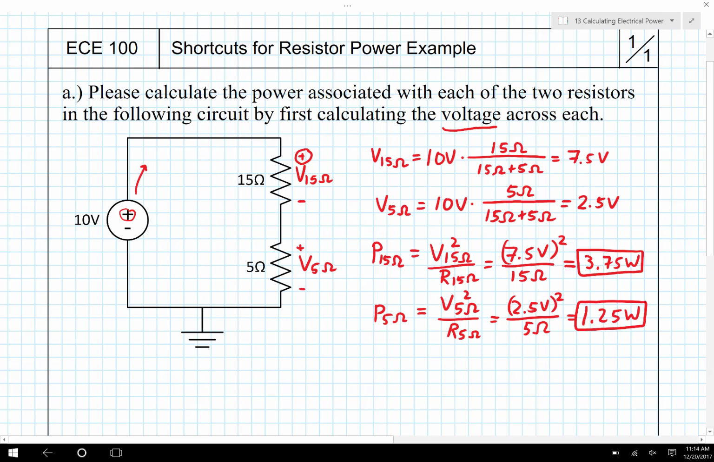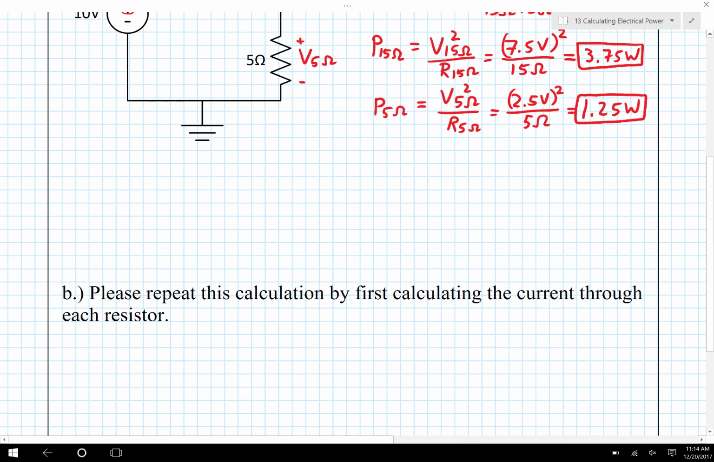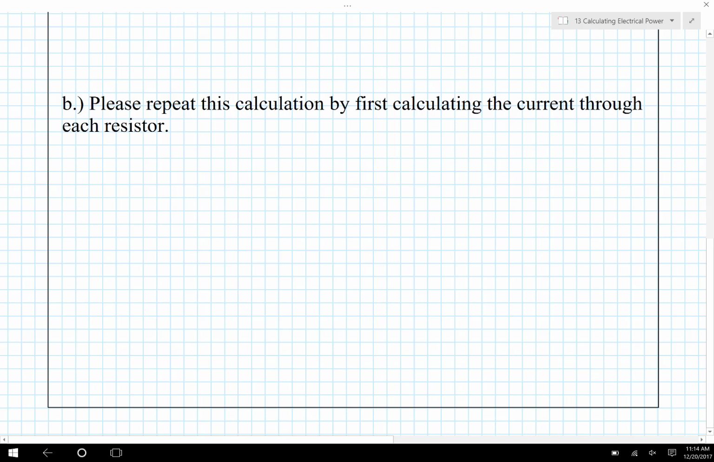Now, ordinarily, we'd be done with the problem. We've calculated the voltage across each of those two resistors. We could easily calculate the current through either of them. Notice, though, that the shortcut that we used meant that we didn't need to know the current. The current is sort of implied in the shortcut equation that we used. But in part B of this problem, we're asked to repeat this calculation by calculating the current through each resistor, and then we can use the opposite shortcut of the one that we just saw above.